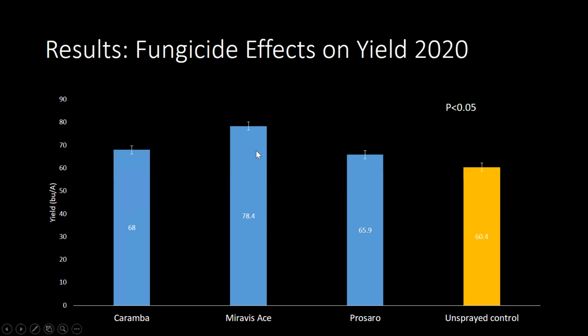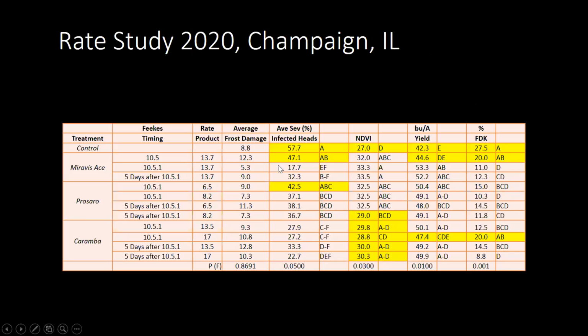In 2020, yields were the greatest in Miravis Ace relative to Caramba and Prosaro, but again, all of those products improved our yields relative to that non-treated check. We also were looking at the effect of rate. So that's something people have questions about, whether or not increasing the rate can improve the reduction in Fusarium head scab at the different timings.